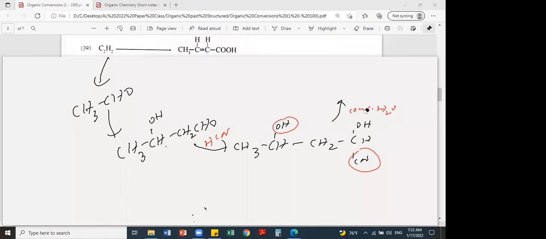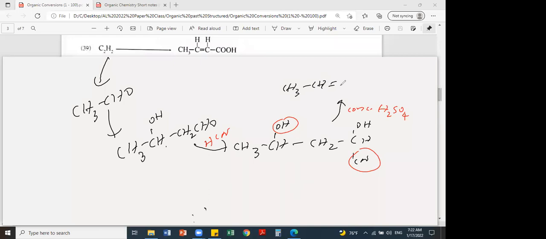You can't tell only dehydration. Acidic medium, both going, when you put concentrated structure. Okay, let's do that. Then I'll write the product. You want to do both, okay. Then I'll write this product.